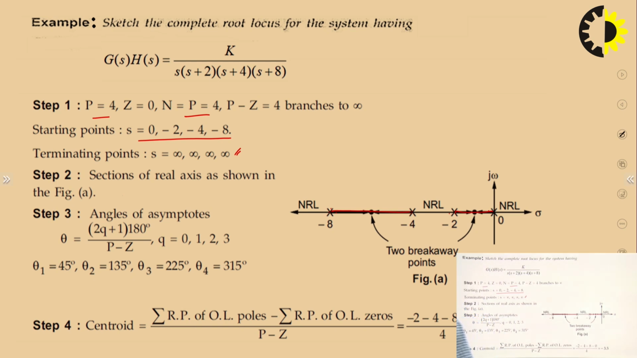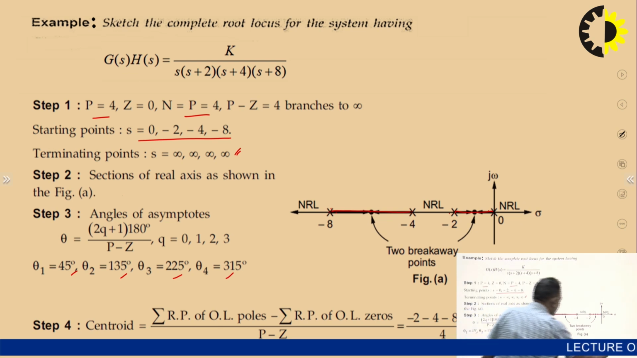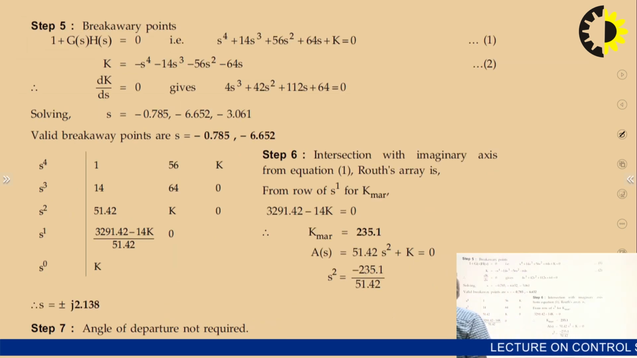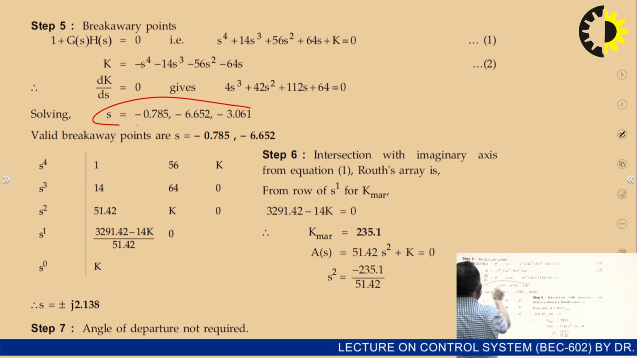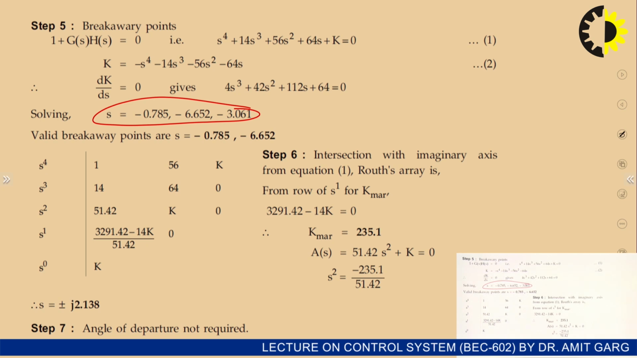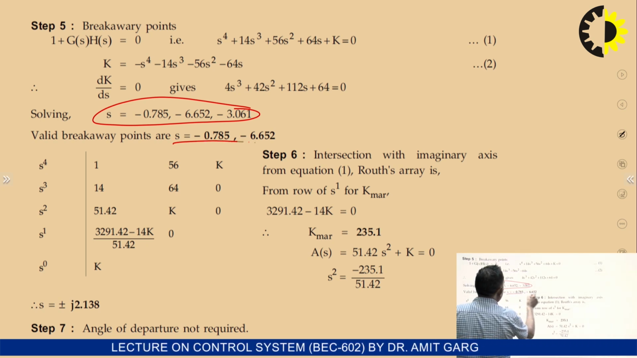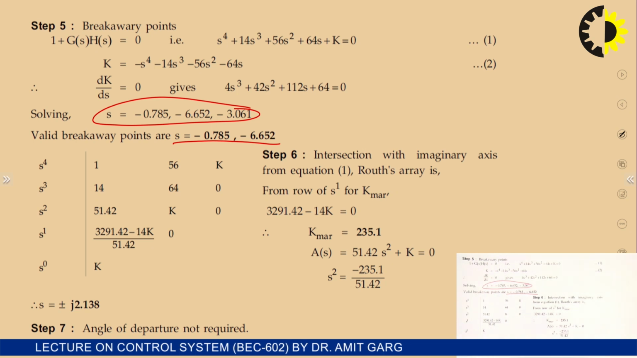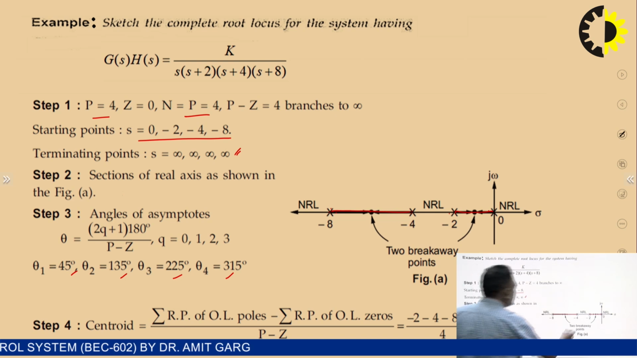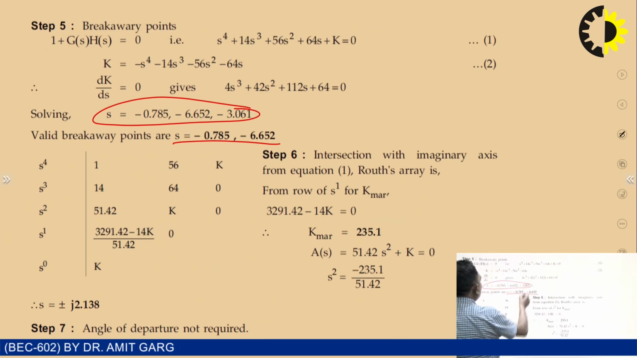Now we will check the angle of asymptotes. We have angles of 45, 135, 225, 315 and centroid at -3.5. Now we will check the breakaway points. We have 3 breakaway points. Now we will check the valid breakaway point. When we check the validity, we find that -0.7585 and -6.652 are part of the root locus. Because of -2 and -4, there will be no branch, so this is not a valid breakaway point.